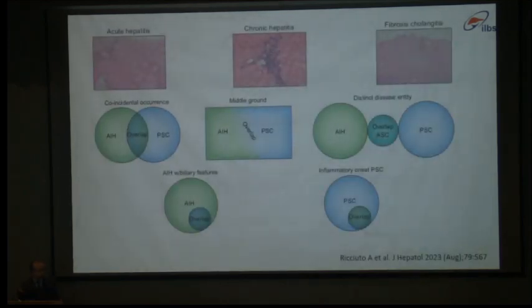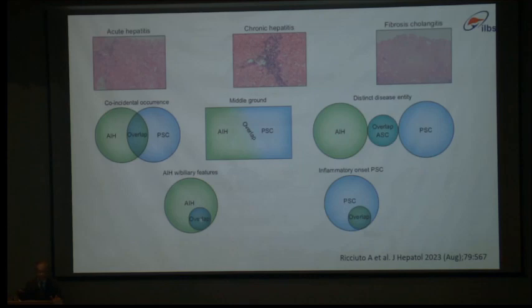So this is a recent review published in the Journal of Hepatology, where it is mentioned that AIH and PSC may be a coincidental occurrence, shown on the left-hand side, or may be just overlapping features of AIH and PSC, which is the most often seen scenario. Or the third scenario is when AIH, PSC and the overlap are all three presenting as a distinct disease entity.